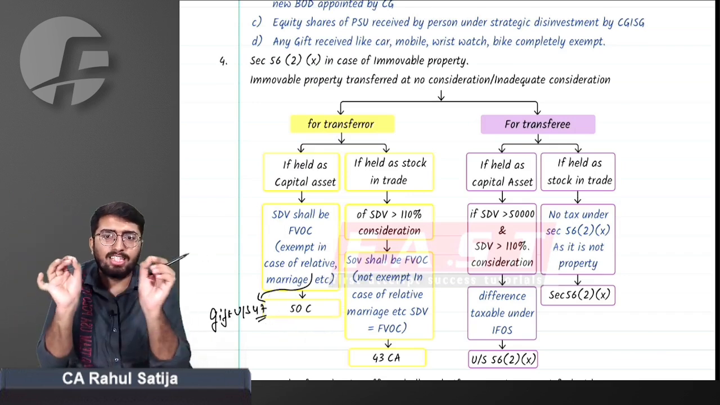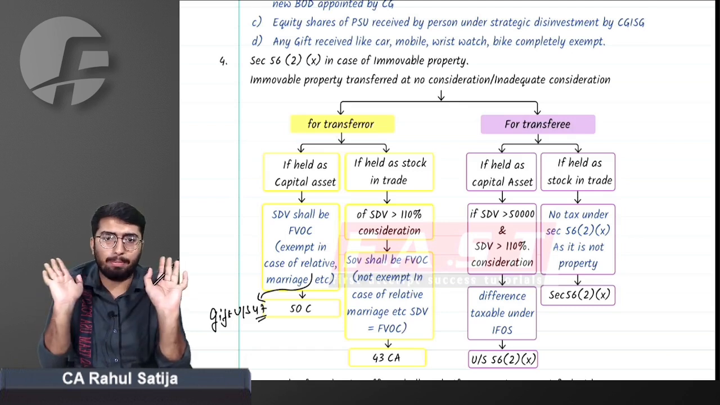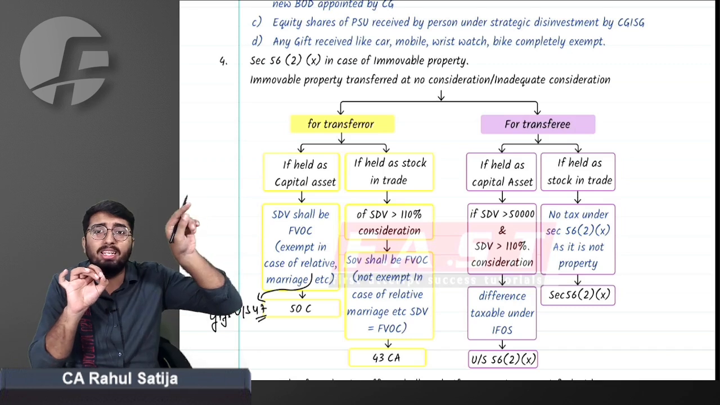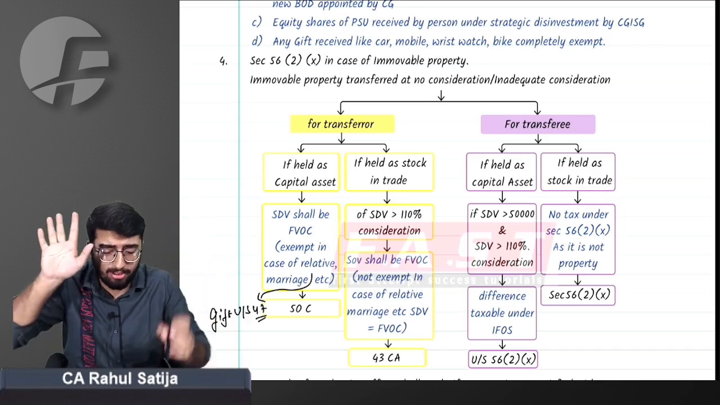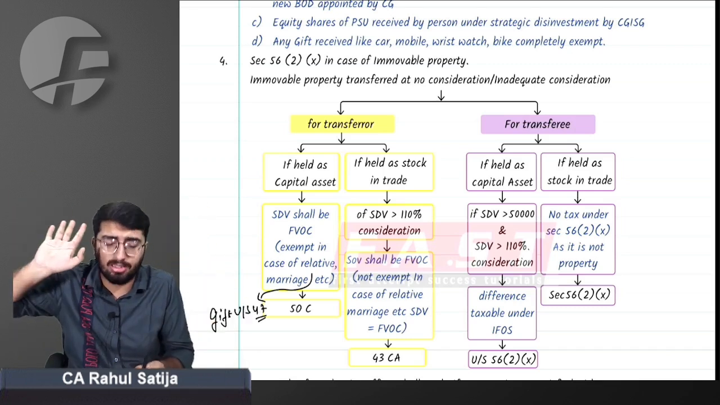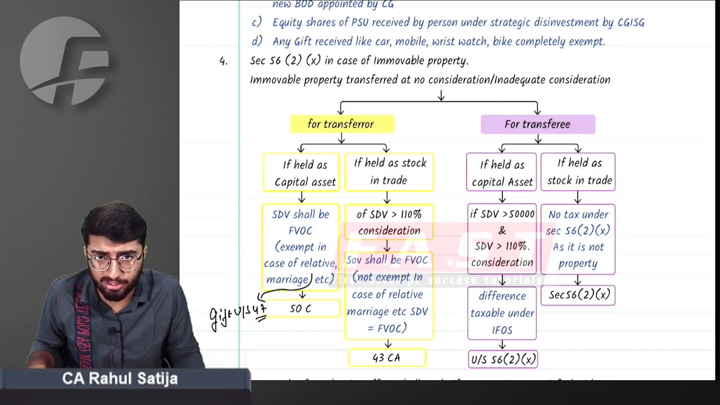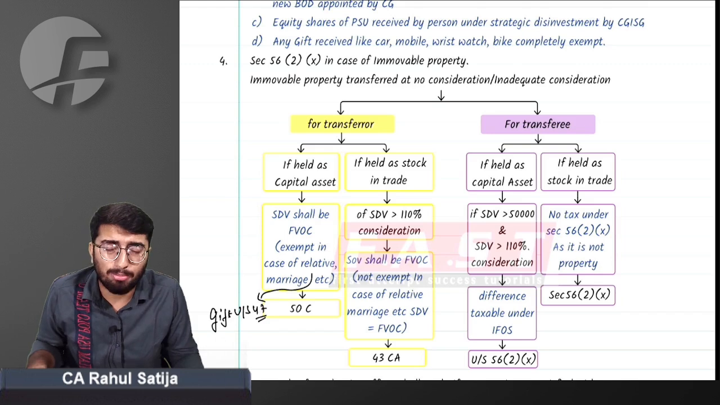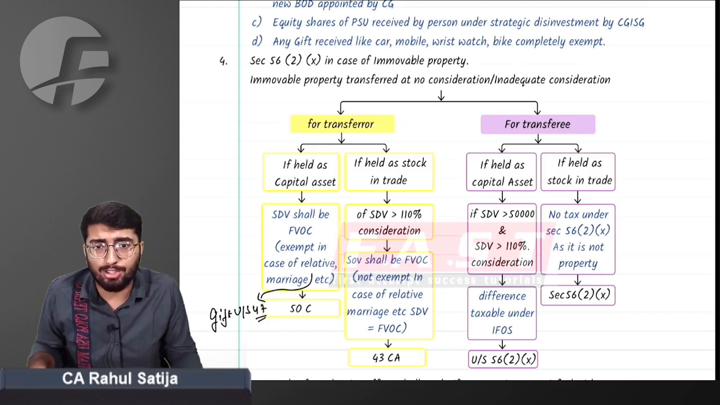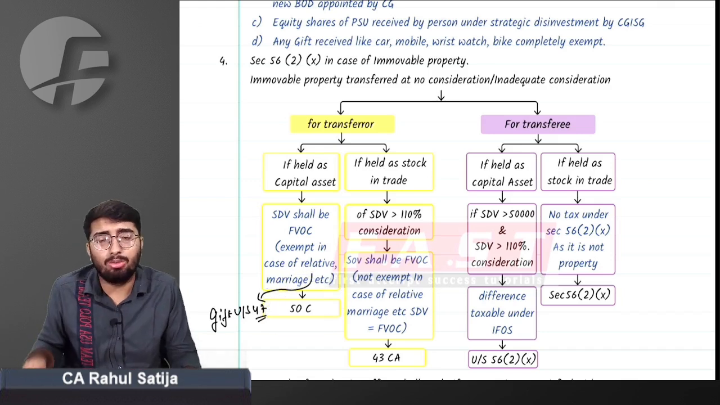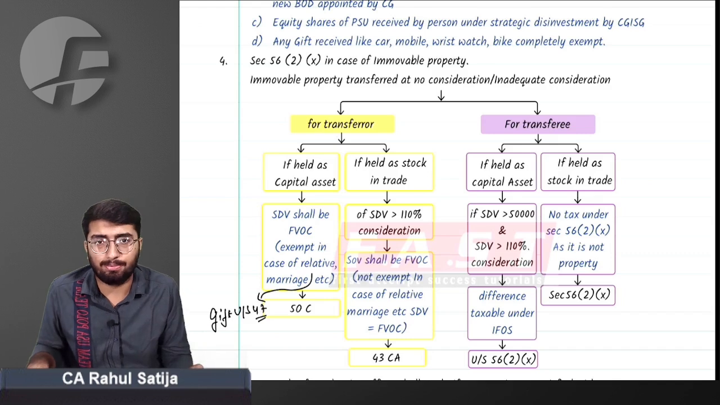What I'm saying is, if the transferor holds such an asset as a capital asset and transfers such property free of cost, without consideration, it will be exempt in his hands. Gift provisions will apply under section 47. But if he transfers such property at an inadequate consideration, in that case 50C provisions will apply and he will be chargeable to capital gain tax.